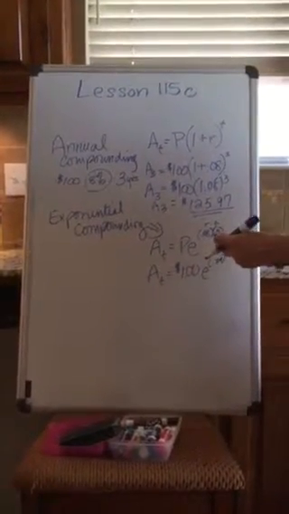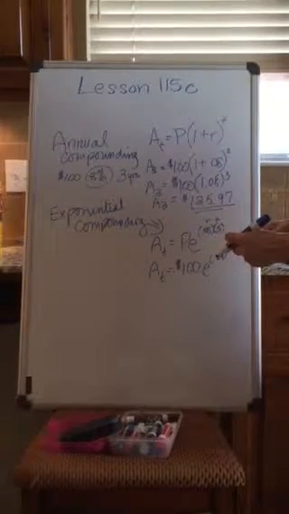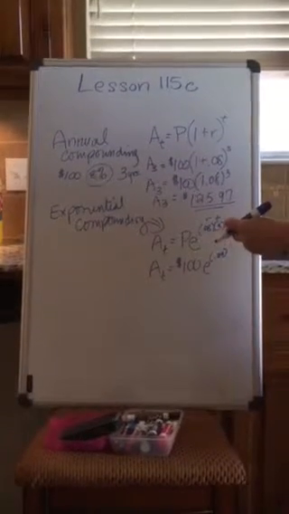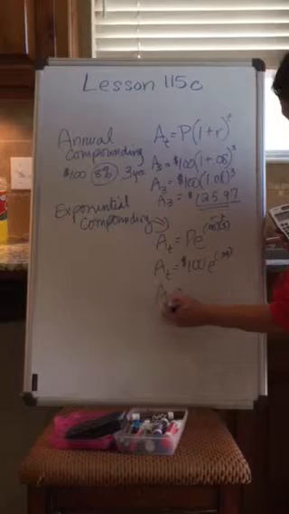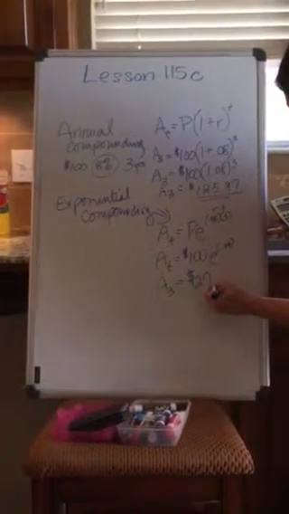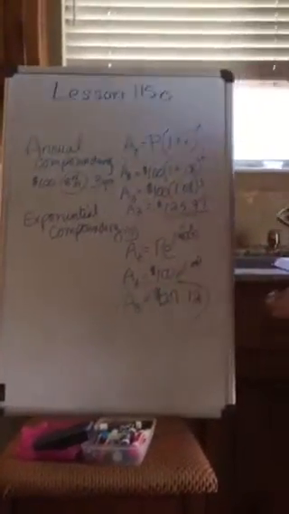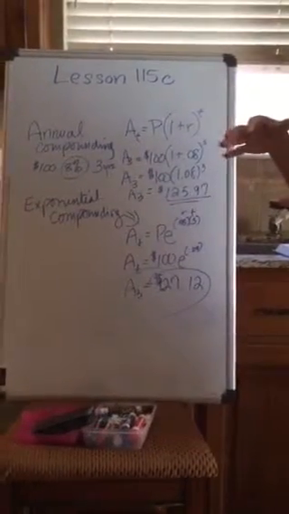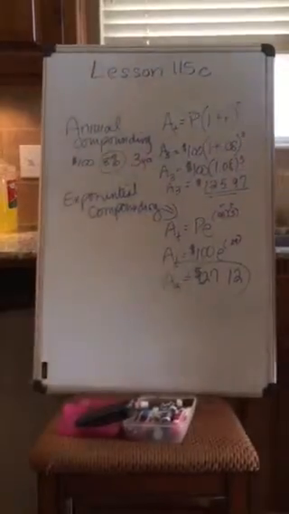So multiplying that out, and you'll see that exponential compounding is always better. It's 100 times e to the 0.24, which is the amount over 3 years, $127.12. What exponential compounding says is every day as I earn interest, then my principal increases and I earn interest on my interest.